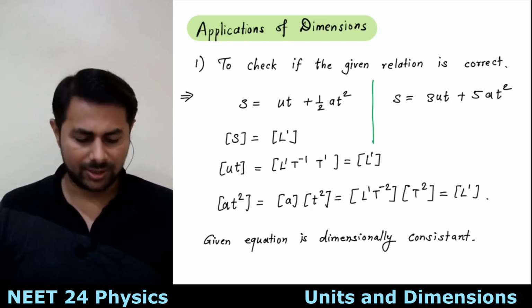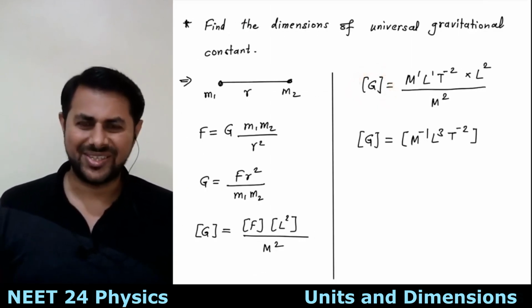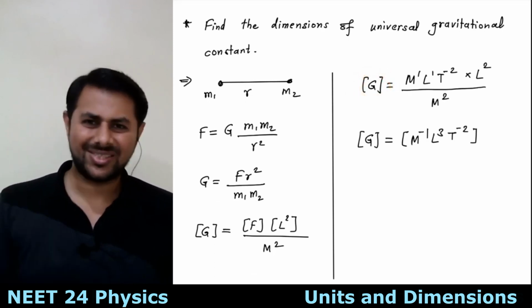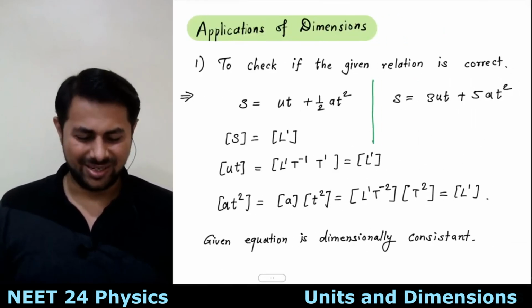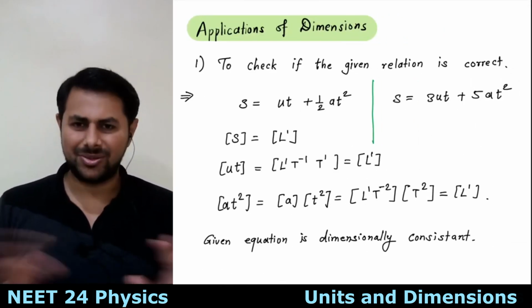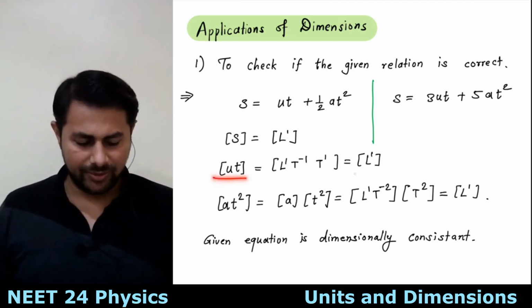Only numerical constants don't have dimensions. There are too many constants. The universal gravitational constant is a constant, but it has dimensions. A numerical constant means just a number, and numbers don't have dimensions. Keep that in mind. So we check that the dimensions of this one and this one are the same.